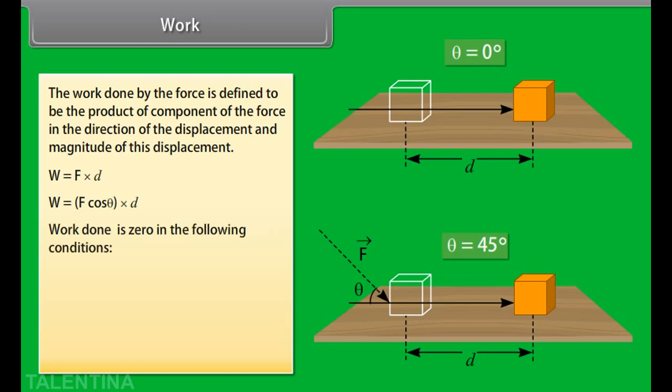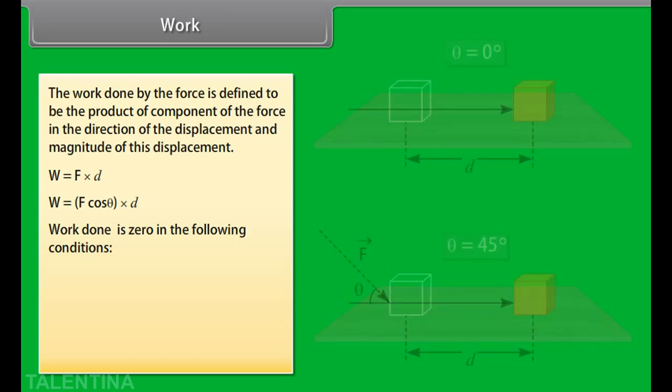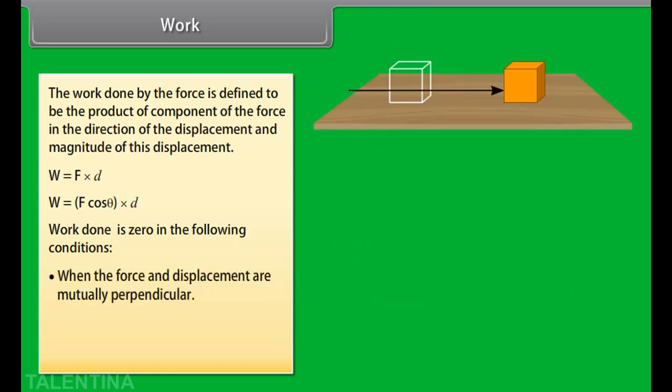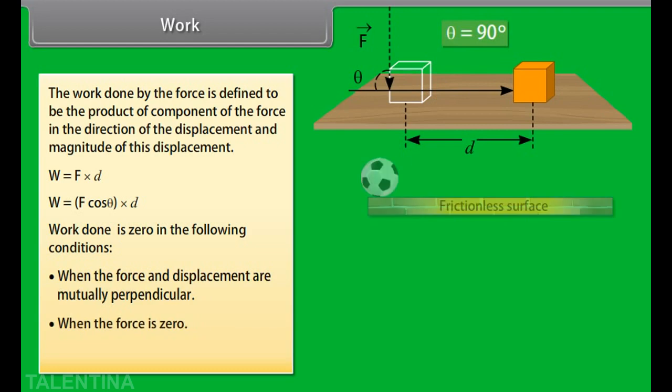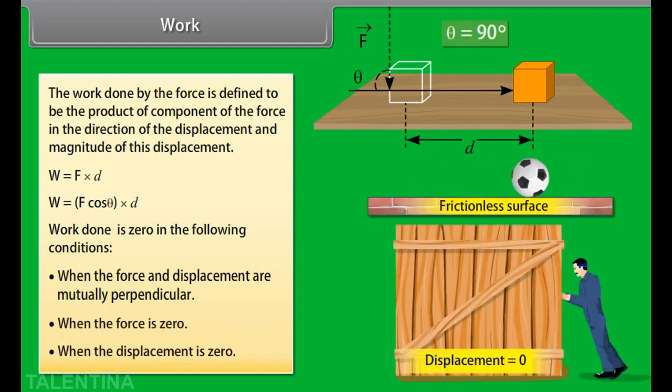Work done is zero in the following conditions: when the force and displacement are mutually perpendicular, when the force is zero, when the displacement is zero.